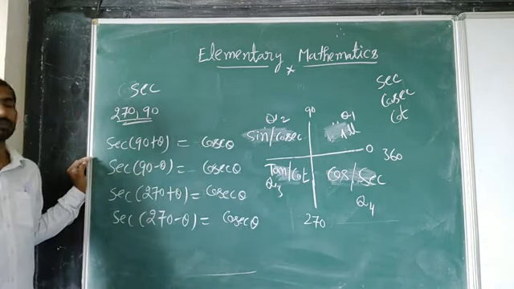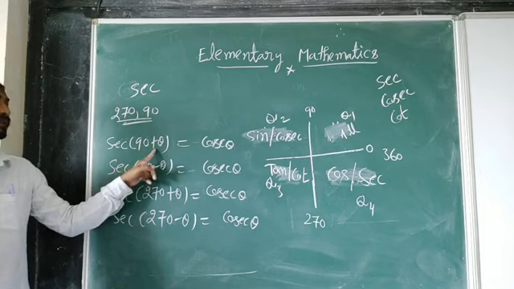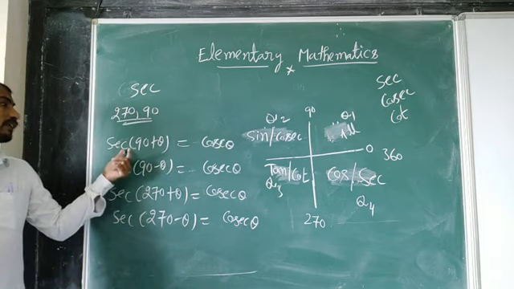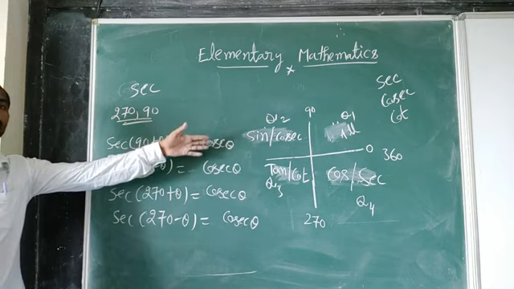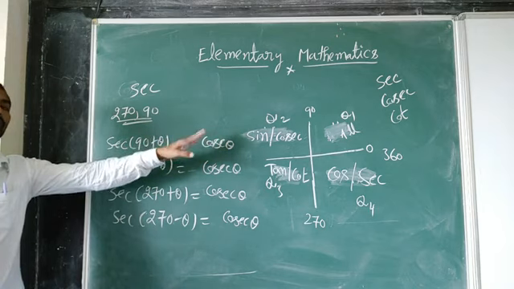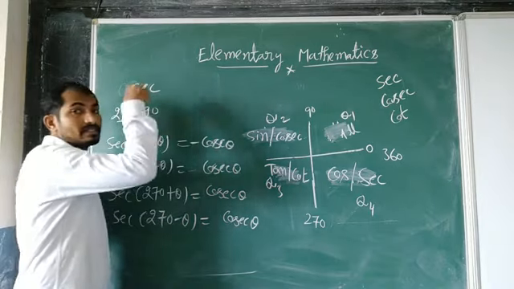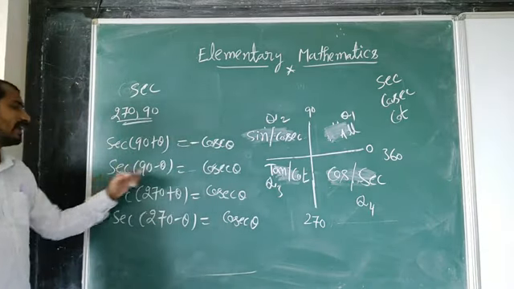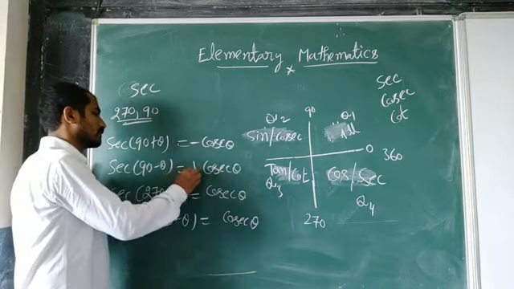Now the sign convention. 90 plus theta is the second quadrant. In the second quadrant, what is the base function? Sec. Sec is negative in the second quadrant. You can see only sine and cosec are positive. That means sec is negative, so minus cosec theta. And the second, 90 minus theta, is the first quadrant. In the first quadrant all are positive, so you can write plus.